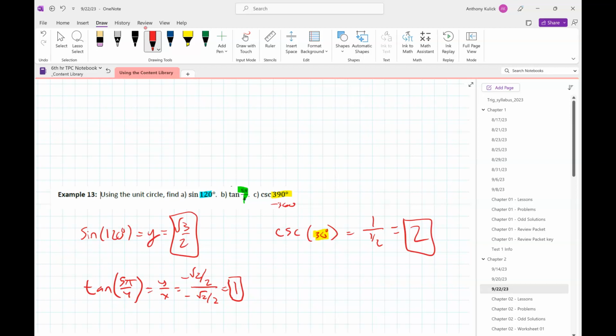Unit circle. Beautiful, beautiful thing. Do we need to learn how to use this effectively? Yes. Will it be given to you on every test we take this semester? Yes. So you don't have to memorize it. You don't have to put it on your note card. I'll give it to you on every test. But you do need to be able to use it. Okay?